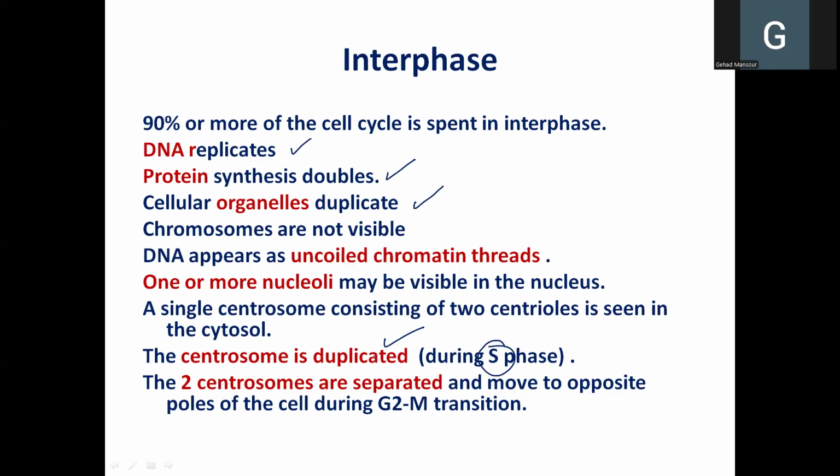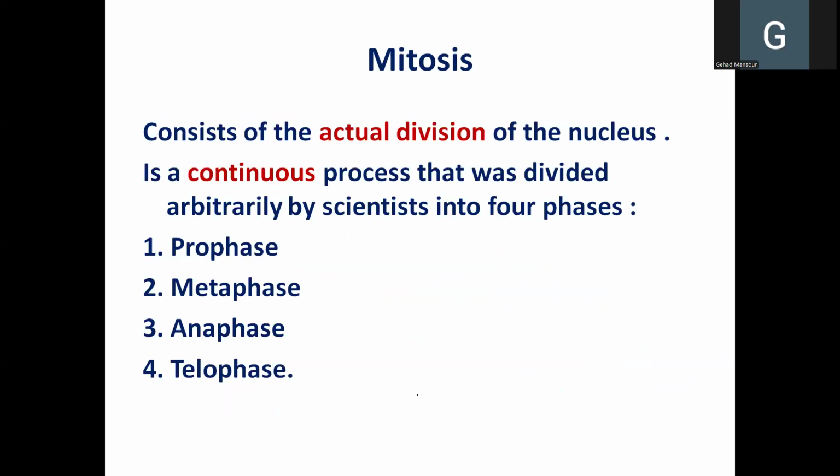And at the end of interphase, the duplicated centrosomes start their migration towards the poles of the cell during the G2M transition. What is the G2M transition? It is the transition between the second growth phase and the beginning of mitosis.